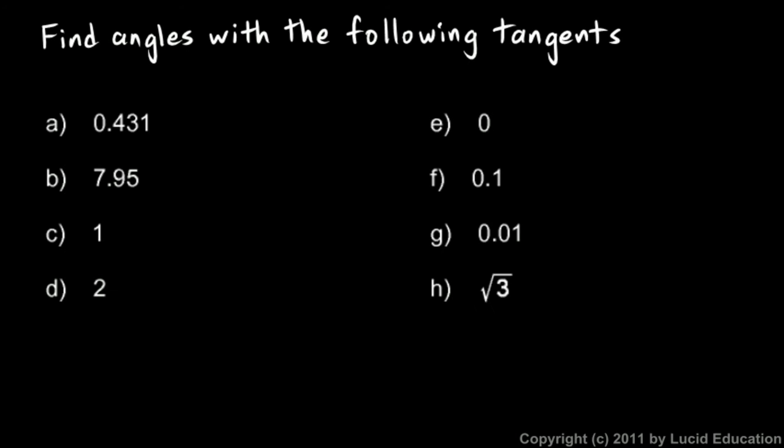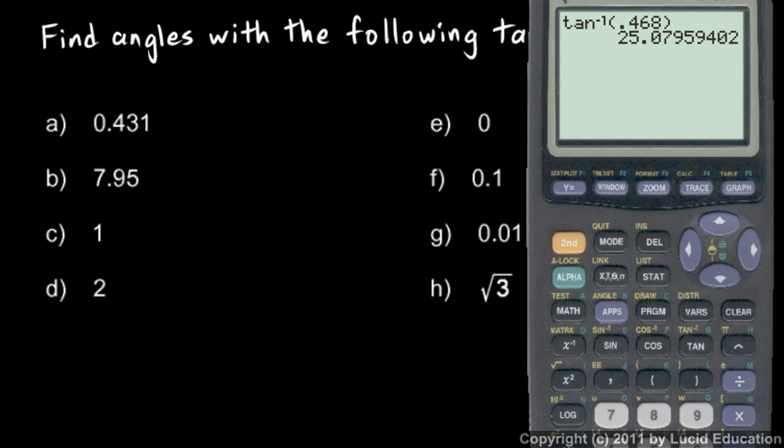Alright, we're still talking about the inverse tangent function, and we're going to do some examples. We're told here, find angles with the following tangents. So A is 0.431. So we want the angle whose tangent is 0.431. So that would be the inverse tangent of 0.431. So on the calculator, we'll do inverse tangent of 0.431. And press enter. It's 23.32 degrees.